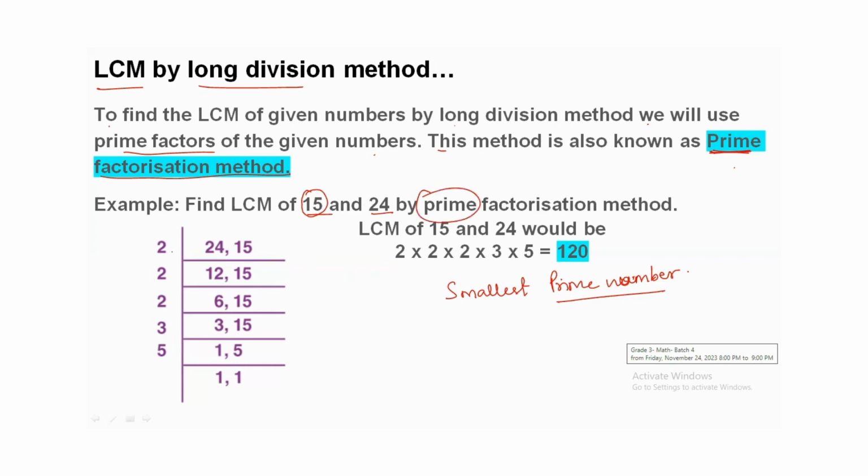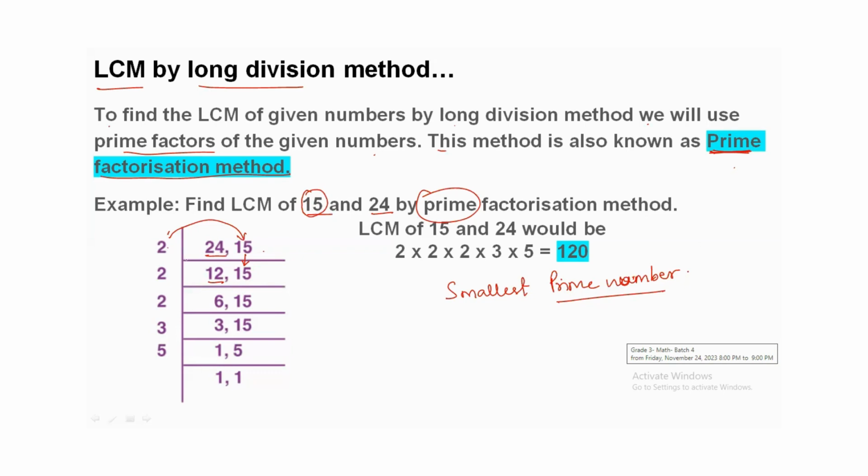Okay. So first, the smallest prime number that we have is 2. So we are going to try whether the particular number is divisible by 2 or not. When I divide this 24 by 2, yes, I can divide it, 12 times. Now if I divide this 15 by 2, what can I say, this 15 is not divisible by 2 because it is an odd number. So if some number is not divisible by the prime number that I have written, I can just bring down, or copy down, that number as it is.